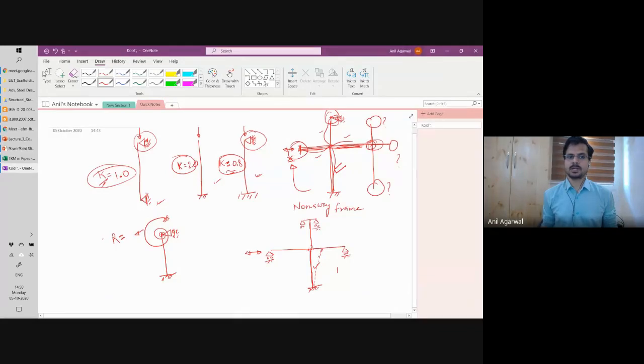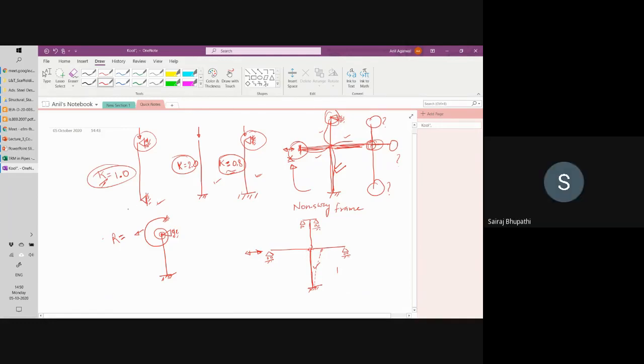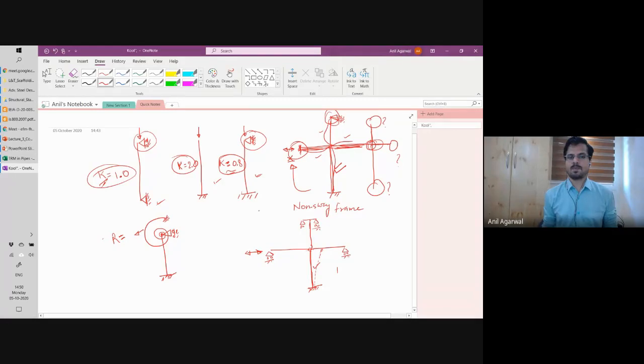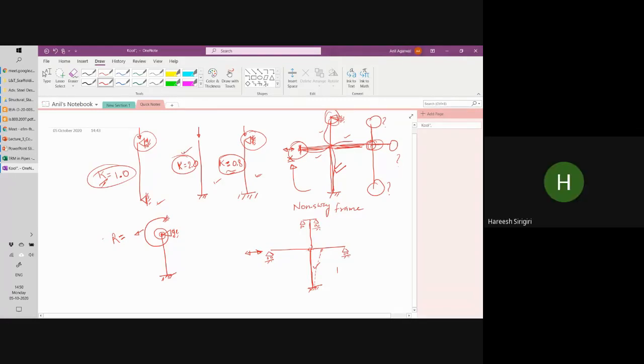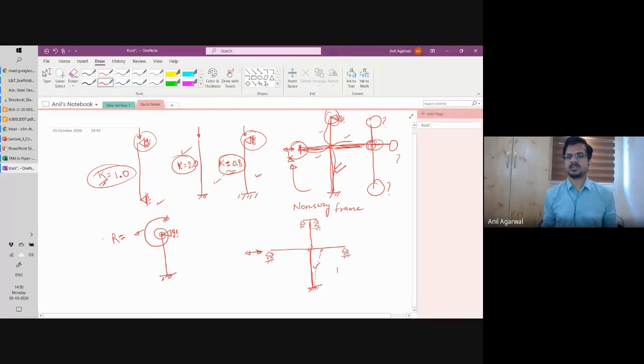Okay, sir. Anybody else wants to try? Fixed at the base, at the top, it's a sway column. At the top, it is pin. 1.2, sir. No. In this case, K is equal to 2, cantilever. Was anybody saying this? K is equal to 2?